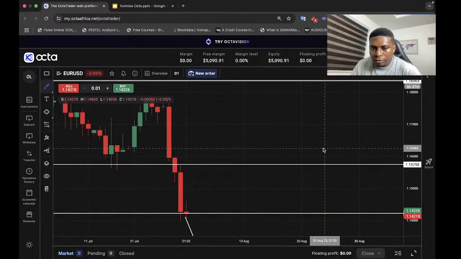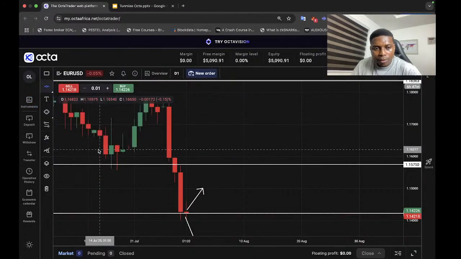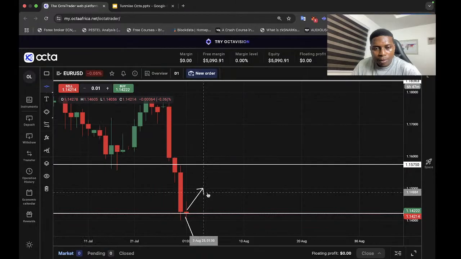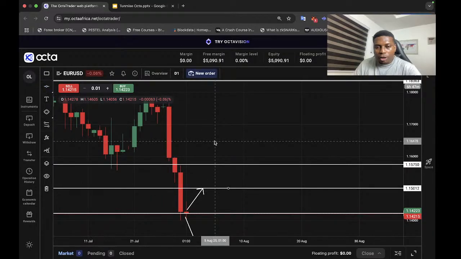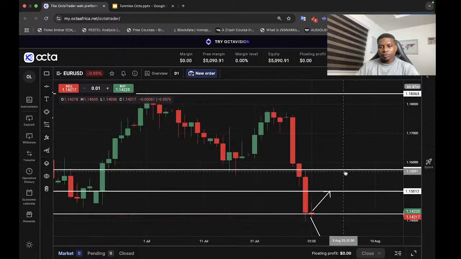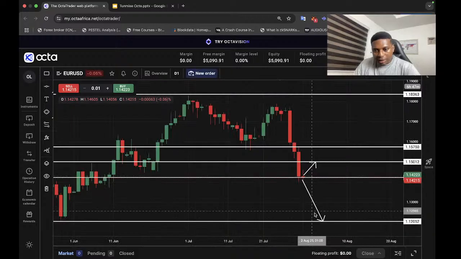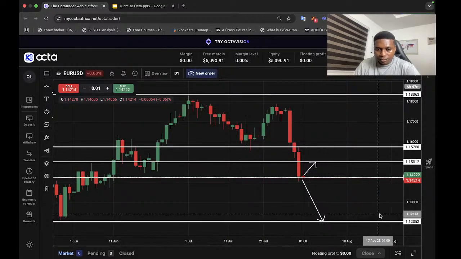So if I'm going to look at where to put my stop loss, I'll put my stop loss here. My stop loss will be here, and this level would be my take profit level.